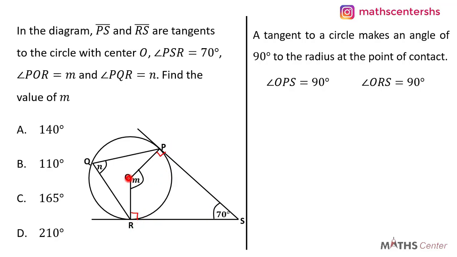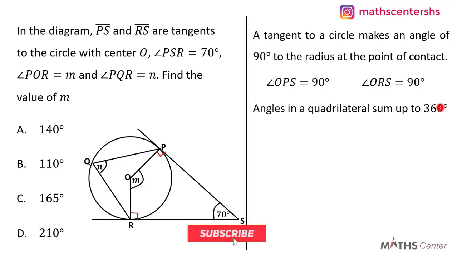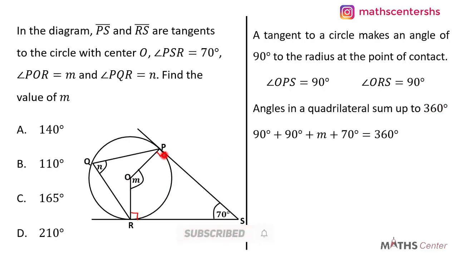If we consider the points OPSR, we can see that it forms a quadrilateral, a four-sided plane figure. From mensuration, we know that angles in a quadrilateral sum up to 360 degrees. So if we add all the angles in this quadrilateral together, we are going to get 360 degrees. We know that the angle here is 90 degrees, the angle here is 90 degrees, the angle here is M, and the angle here is 70 degrees. So you have 90 degrees plus 90 degrees plus M plus 70 degrees is equal to 360 degrees.